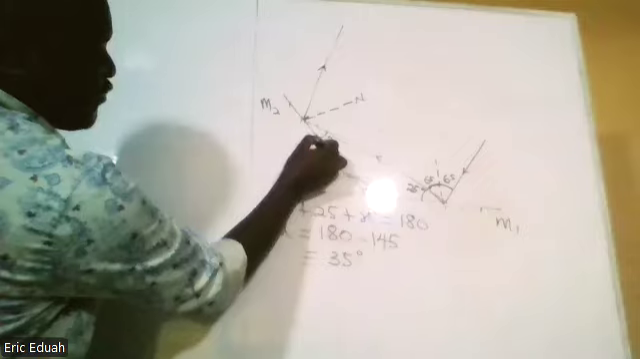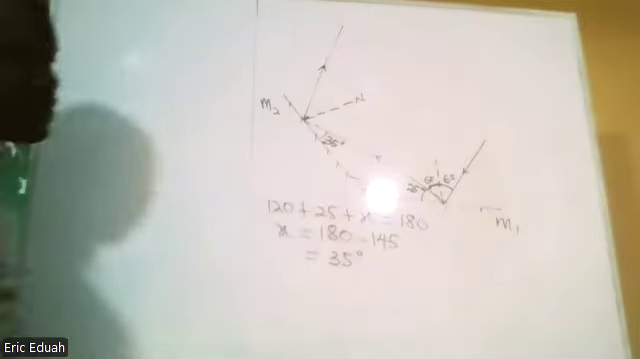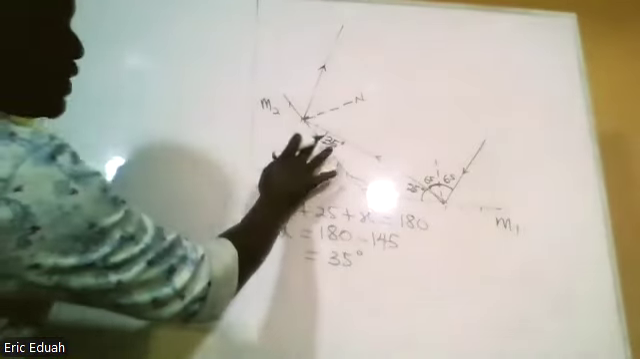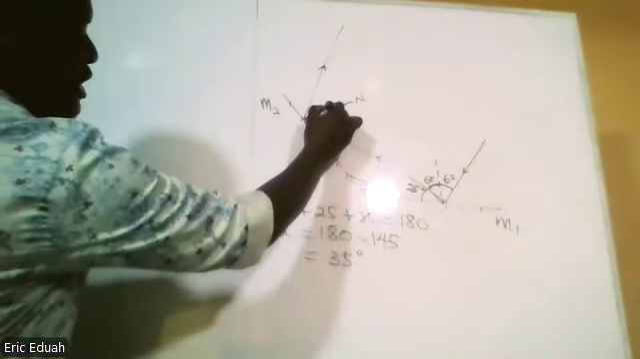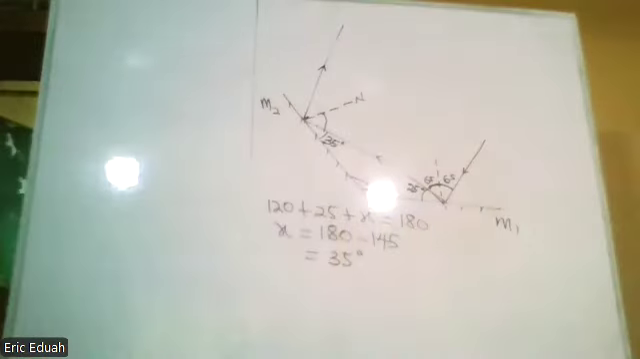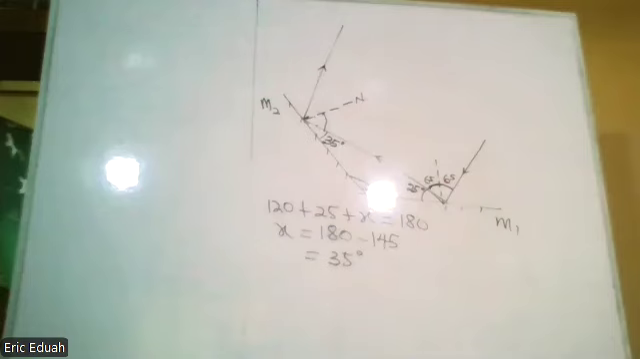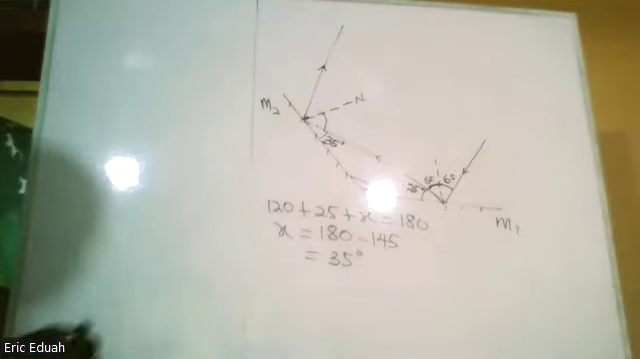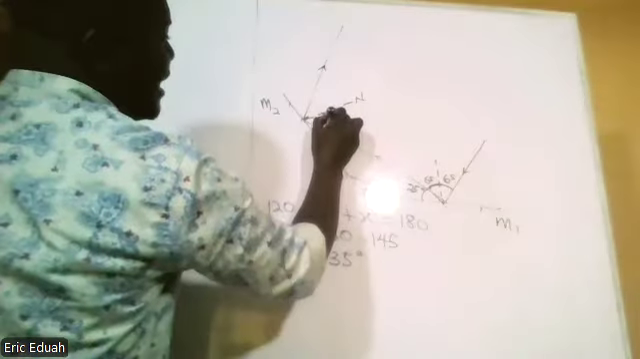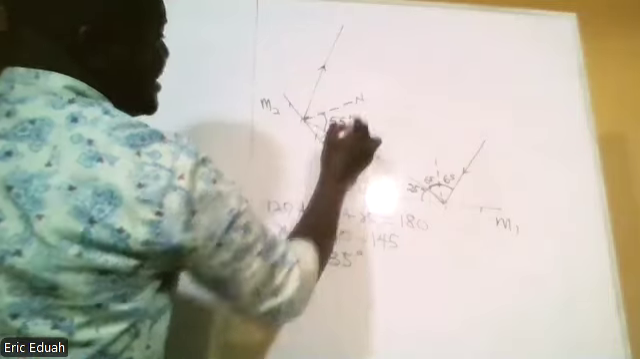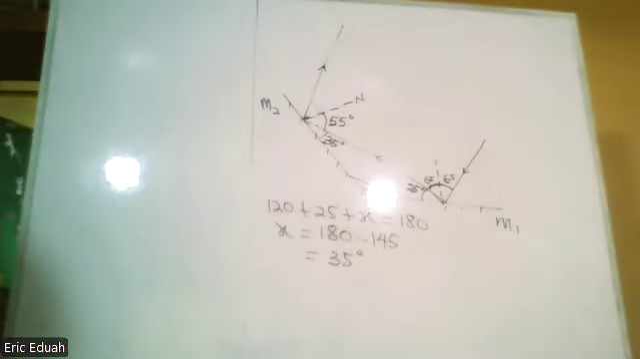So this is 35. If this is 35, this will be 90 minus 35. Leonard, 90 minus 35 is... Sir, please, I didn't get it. I didn't see your screen at first, sir. Okay, no problem. So 55.